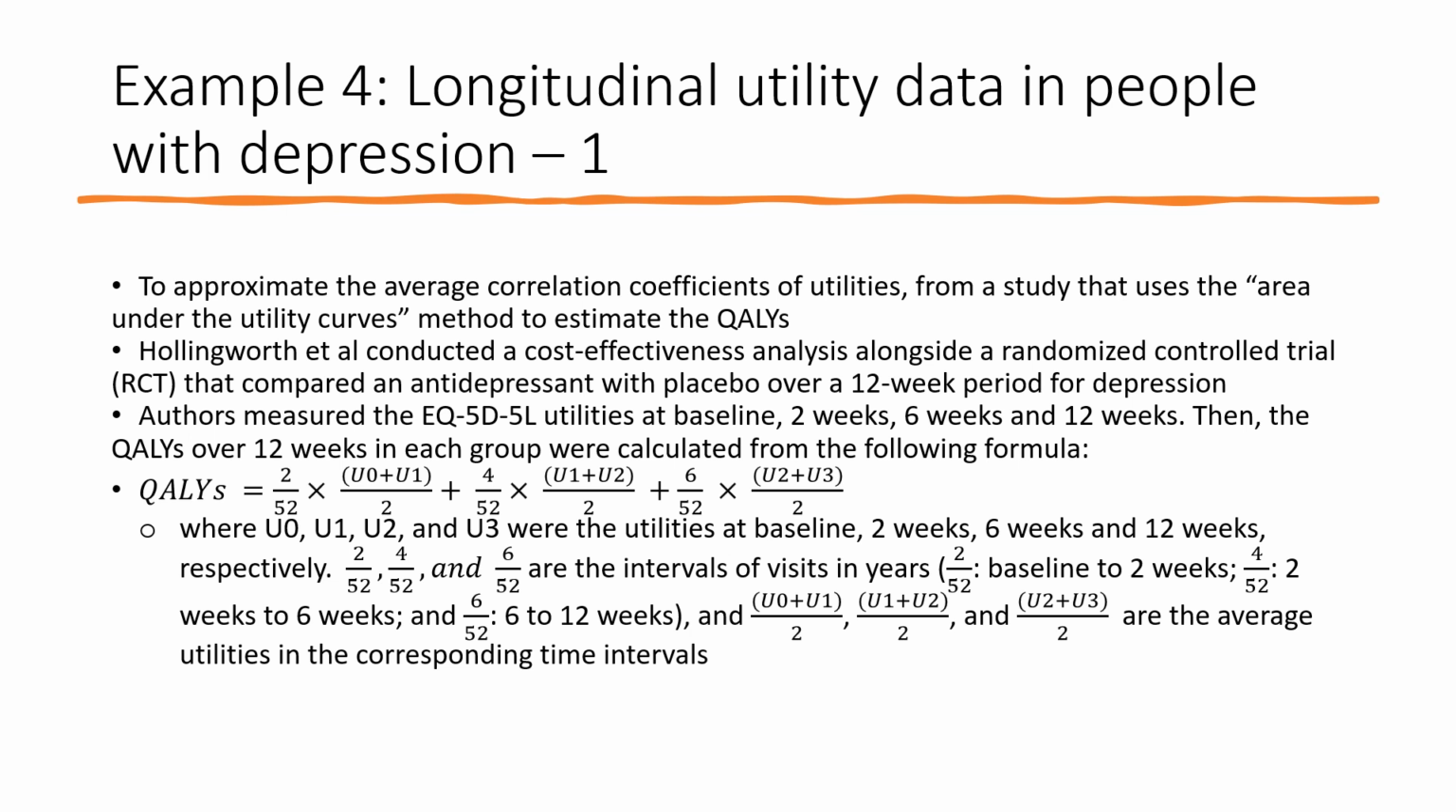In example 4, we show how to approximate the average correlation coefficients of utilities collected over time, from a study that uses the area under the utility curves method to estimate the QALY. Hollingworth et al. conducted a cost-effectiveness analysis alongside a randomized controlled trial that compared sertraline, an antidepressant, with placebo over a 12-week period for depression. Authors measured the EQ-5D-5L utilities at baseline, 2 weeks, 6 weeks, and 12 weeks. Then, the QALY over 12 weeks in each group were calculated from the following formula.